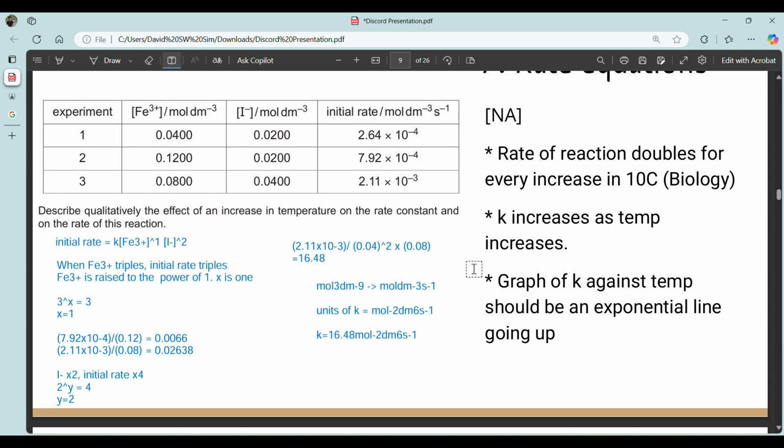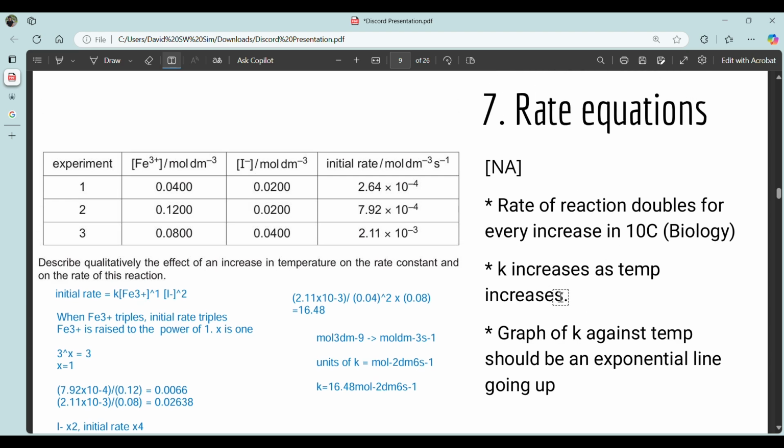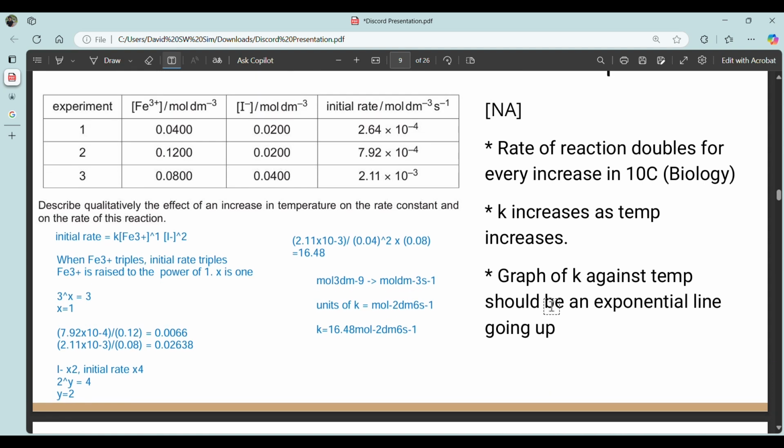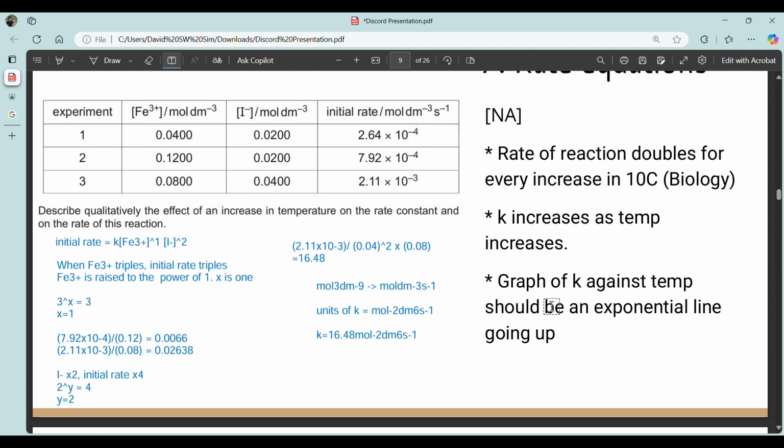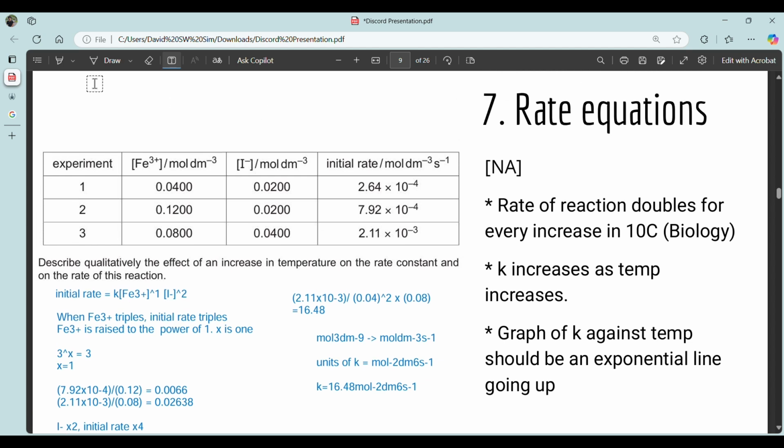Alright, with this out of the way, now let me go into the relationship between rate constant and temperature. Let's do what I call a thought experiment. You add 0.04 moles per decimeter cube of Fe3+ and 0.02 moles of iodide into a beaker, and then heat it at maybe 200 K. So your initial rate is maybe 1 mole per dm cube per second.